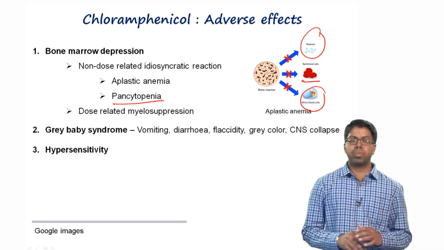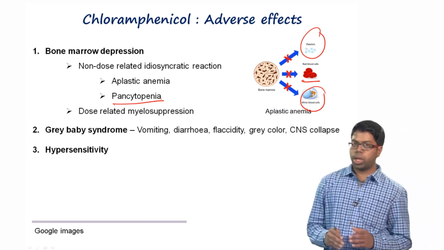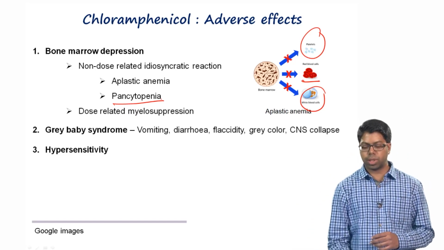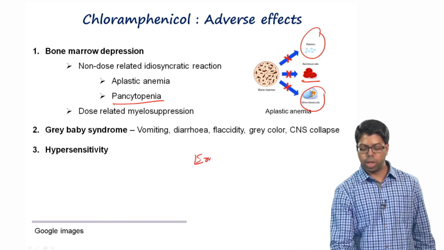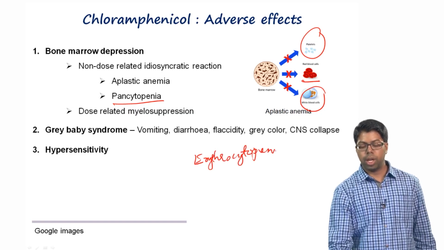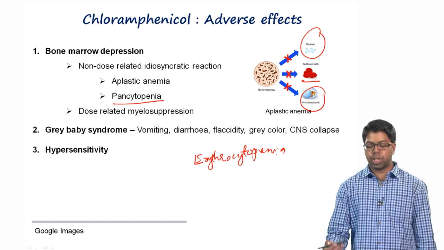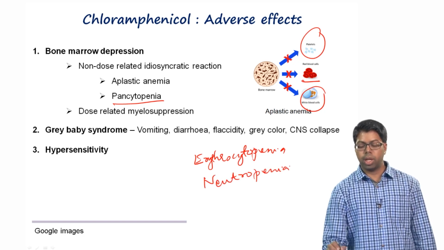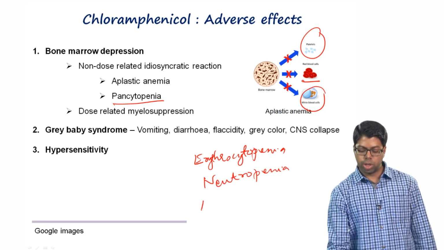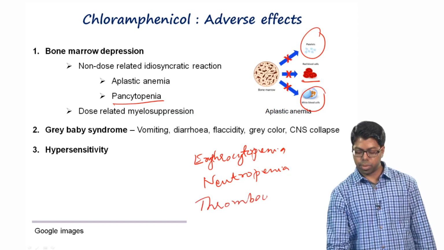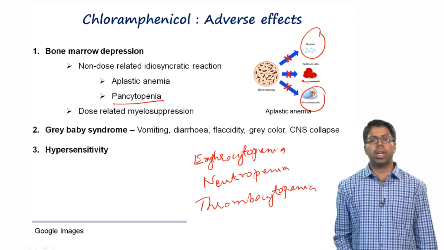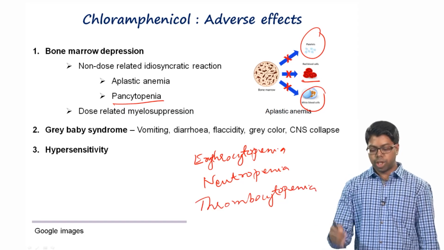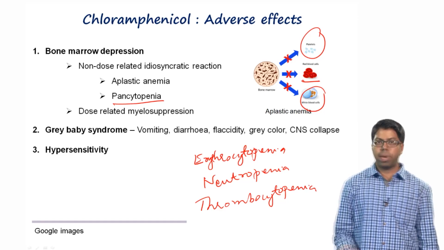Here the suffix penia always means deficiency. So, in this case there is a deficiency of red blood cells which is called erythrocytopenia, as well as deficiency of white blood cells called neutropenia. The deficiency of platelets is called thrombocytopenia, and the combination of the deficiency of these three cells is called pancytopenia.